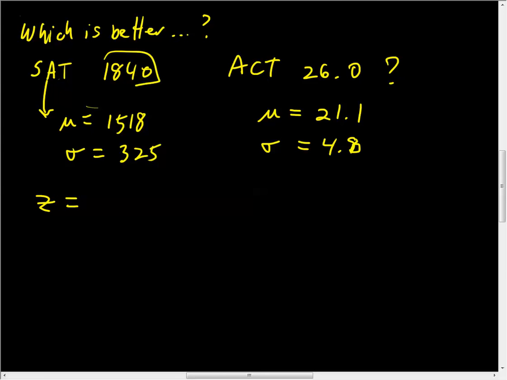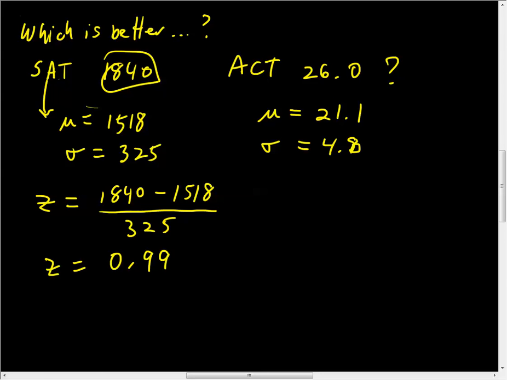I'll take my SAT score of 1840, and again I'll subtract the mean and divide by the standard deviation. We punch this out on the calculator very quickly, and I get a z-score of 0.99. That tells me I'm 0.99 standard deviations above the mean. Please note, if your raw score is above the mean, your z-score will of course be positive. If your raw score is below the mean, your z-score of course will be negative.